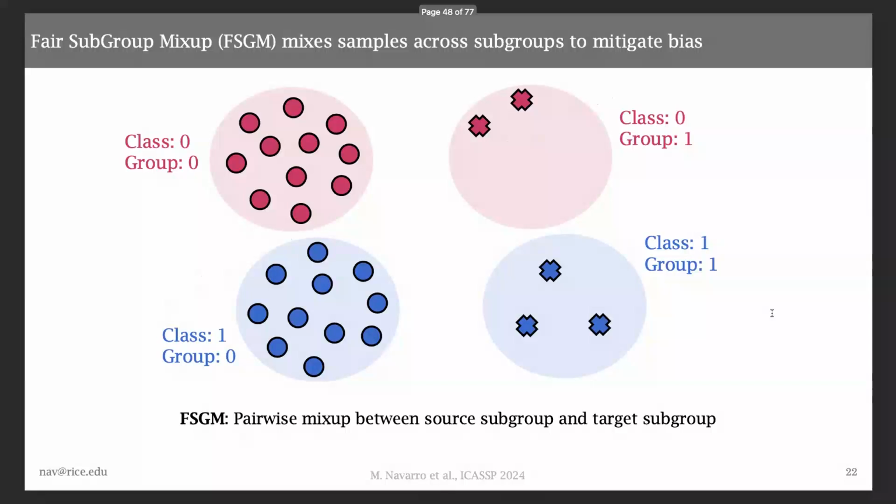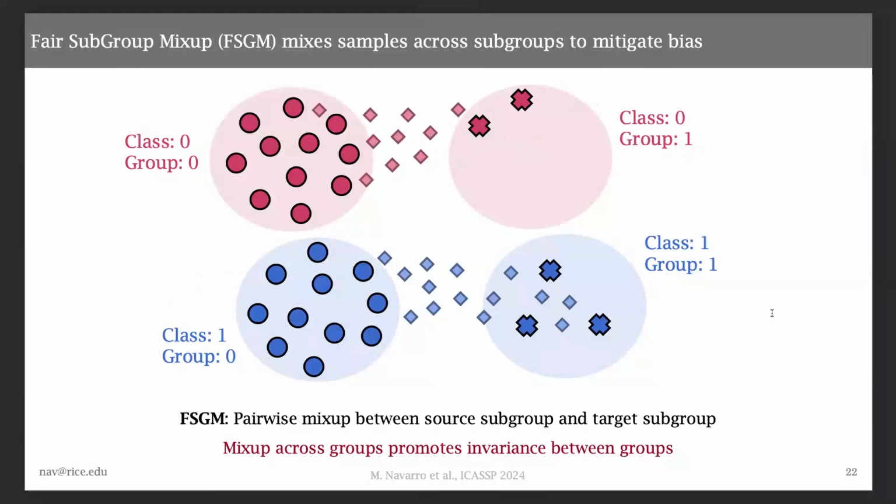So we'll propose fair subgroup mix-up, where we'll take two subgroups, meaning a particular class and group, and then we'll take a pair of subgroups and perform linear mix-up in a way to encourage the model to be more fair. So if we mix up with the same class and across groups, then this encourages the model to be invariant to treat the groups the same for each class.